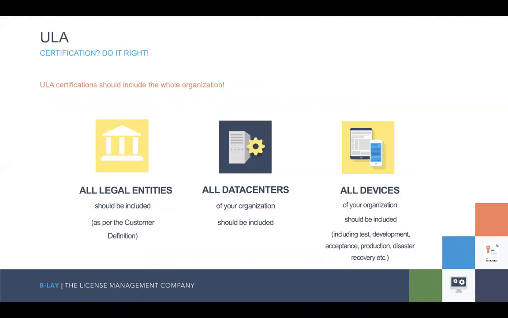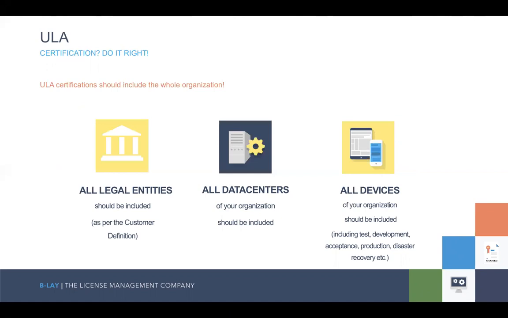Because what do we see quite often where it does go wrong? All the legal entities that are listed in your license agreement should be included into your certification. But what happened with your legal entity structure during the term of the ULA? Legal entities may have changed because of organizational changes. Legal entities may have been divested. Legal entities may have been acquired. Legal entities may have completely ceased to exist. So keeping track of the legal entities and how they develop during the term of the ULA is absolutely important to make sure that you have a clear view of what legal entities should be part of your certification.